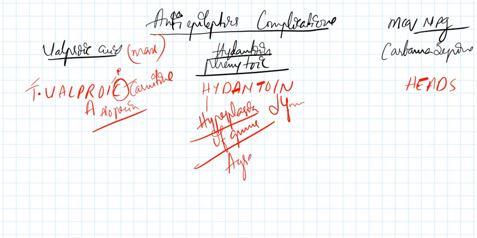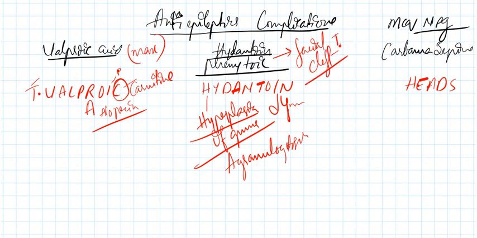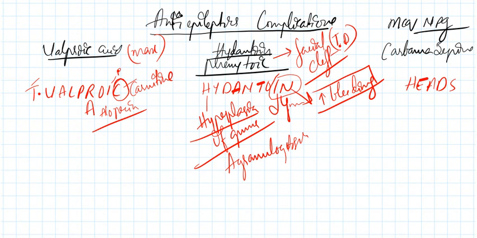Hydantoin or phenytoin causes agranulocytosis, remember. And N for nystagmus. T for teratogenic. Hydantoin, phenytoin causes facial clefts, remember. It is a teratogenic drug. O for osteomalacia and IN for increased bleeding in newborns. Why? It causes increased bleeding in newborns. So what we will do, we administer vitamin K to the newborn.